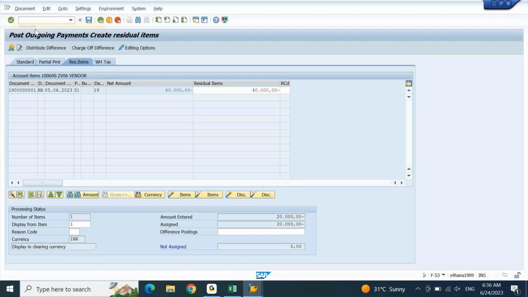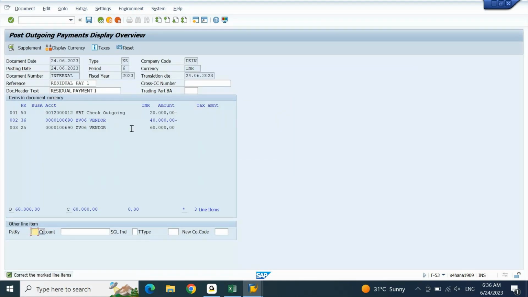Go and simulate. If you see, this is your bank account in which we have not given any profit center, correct? In the bank account there is no profit center. This is your vendor account wherein we are selecting the invoice for the partial payment or the residual payment. Now we are on the residual payment. We have selected the invoice for residual payment. Now this 20,000 that is updated is for residual payment.